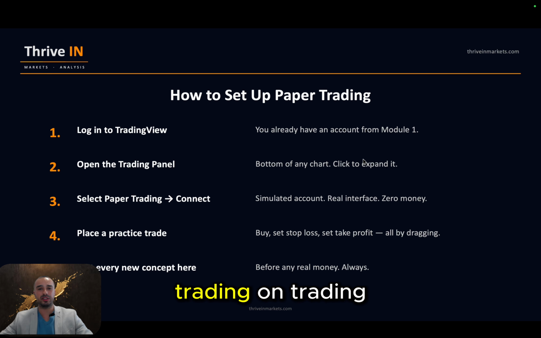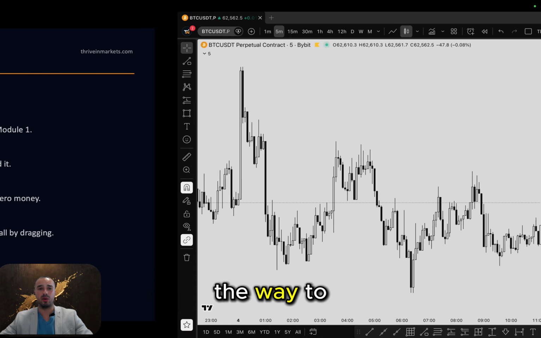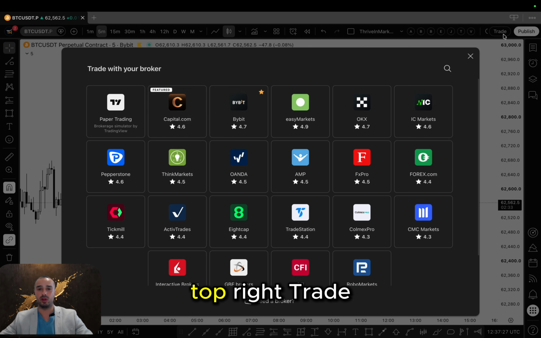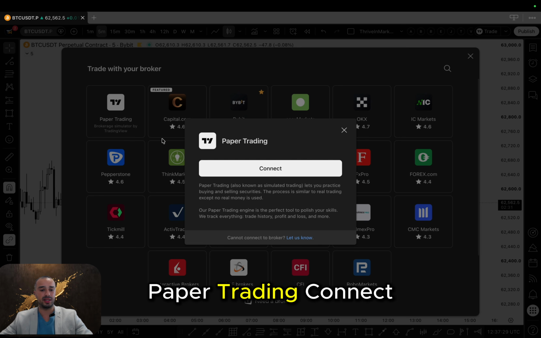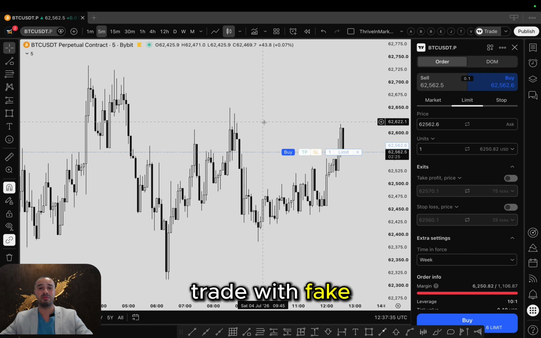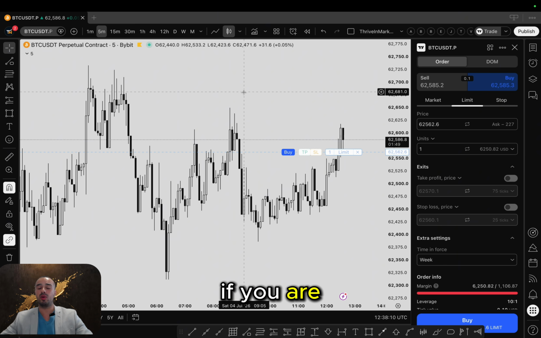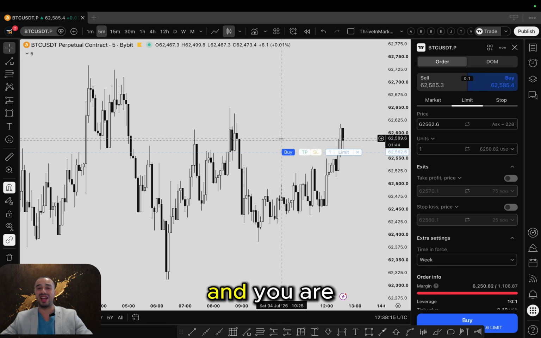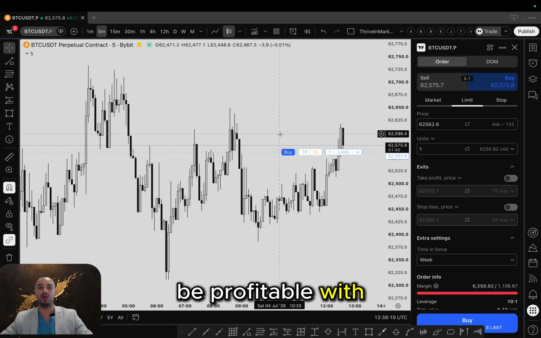Instead, use paper trading on TradingView. The way to set it up is simple. You go on TradingView, top right, trade, paper trading, connect, and you can trade with fake money. You don't need to lose any amount of real money. And the concept is simple. If you are paper trading for 3 months in TradingView and you are not profitable, you will not be profitable with real money. I can guarantee you that.